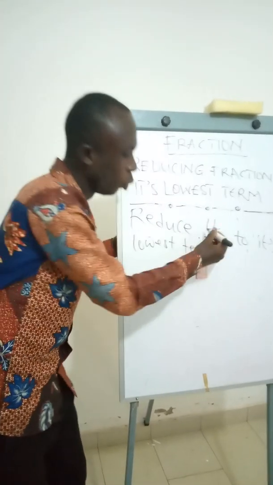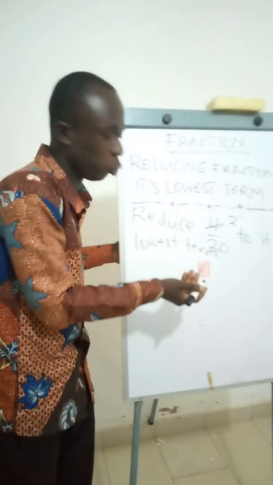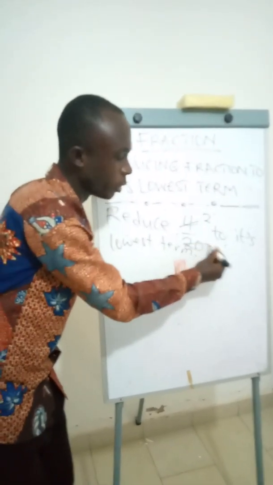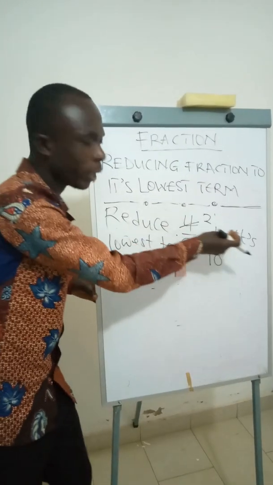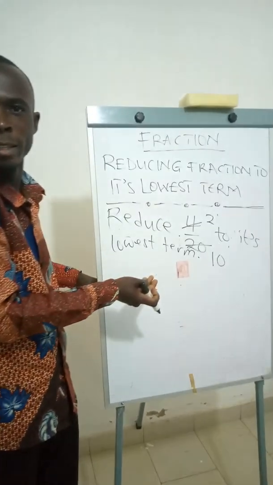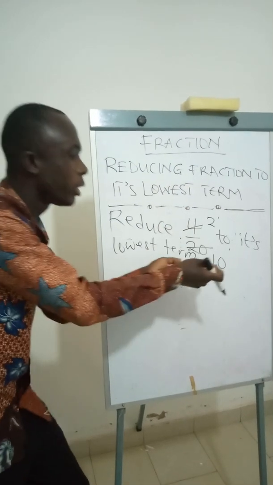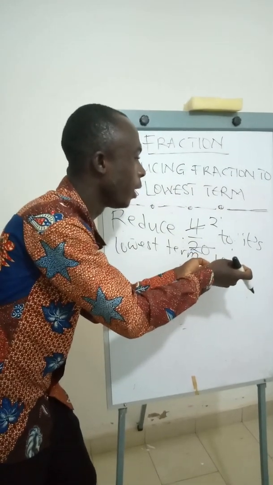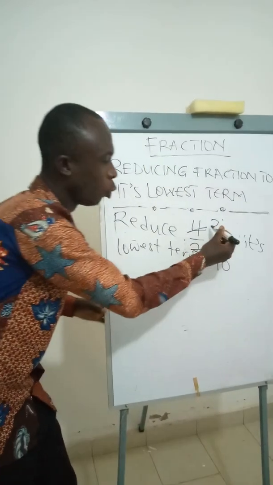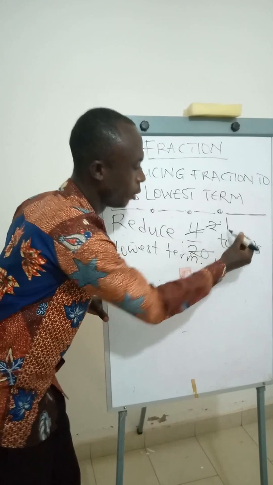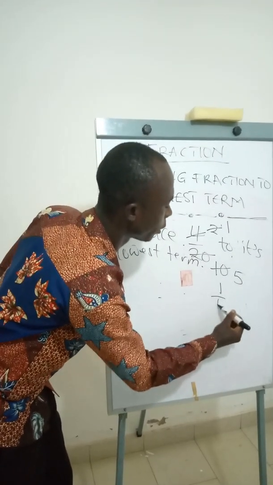2 goes into 4 how many times? 2 times. And the same common divisor, 2, goes into 20 how many times? 10. But we are having 2/10. Still, you should reduce it to its lowest term till it reaches the final state in which it cannot be reduced again. So 2 goes into 2, 1. 2 goes into 10, 5. So we are now having 1/5.